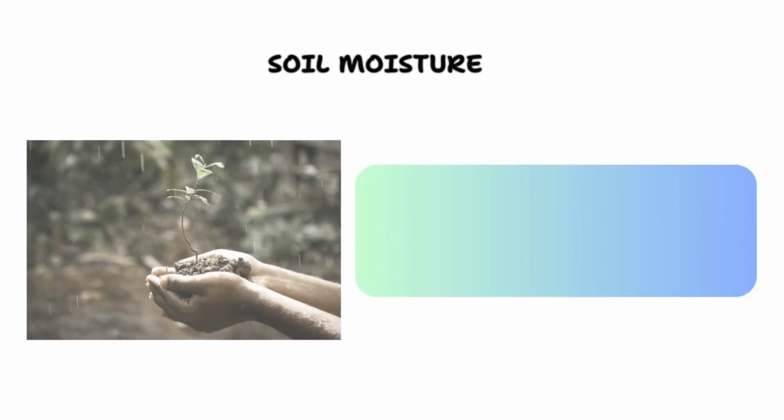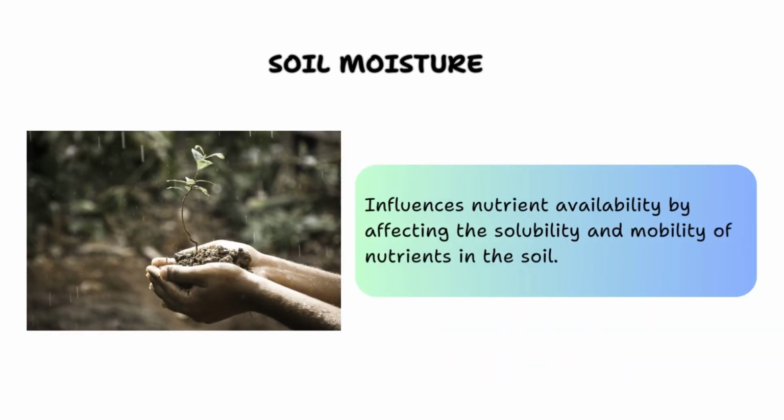The next factor is soil moisture. Soil moisture plays a critical role in nutrient availability to plants by influencing their solubility, mobility, and uptake of nutrients.